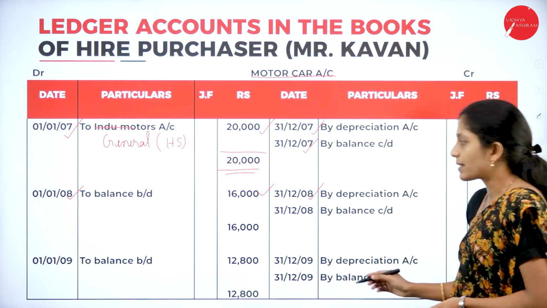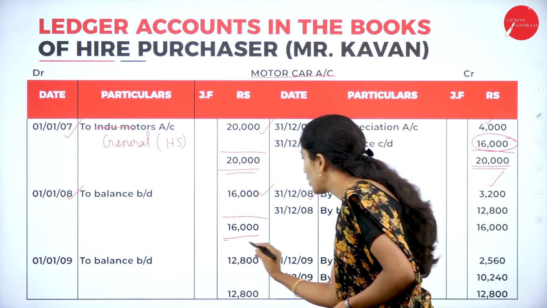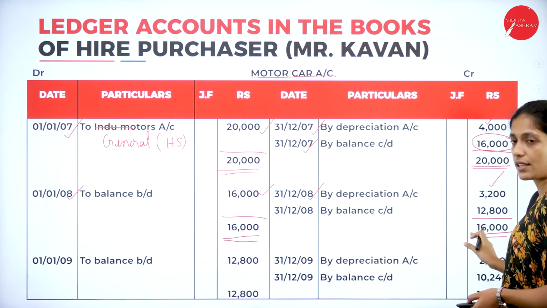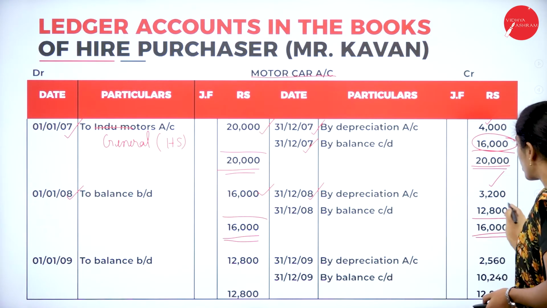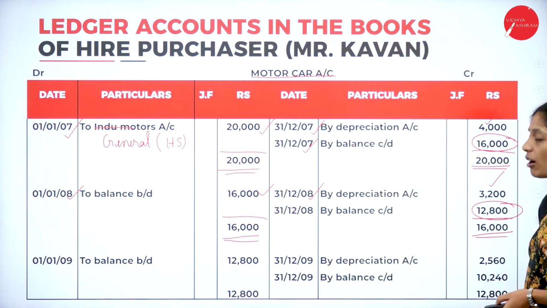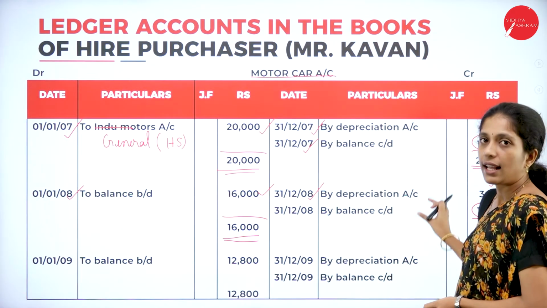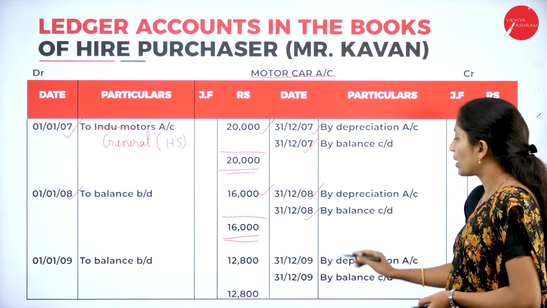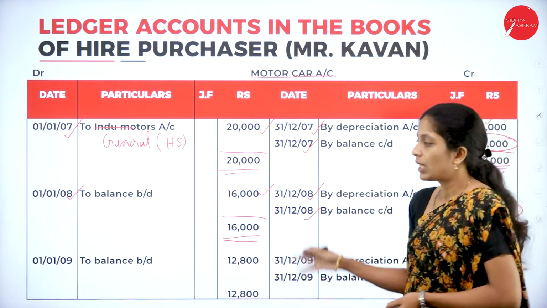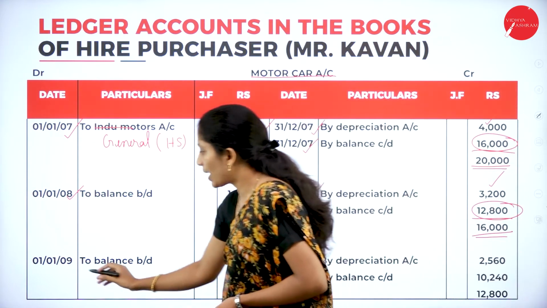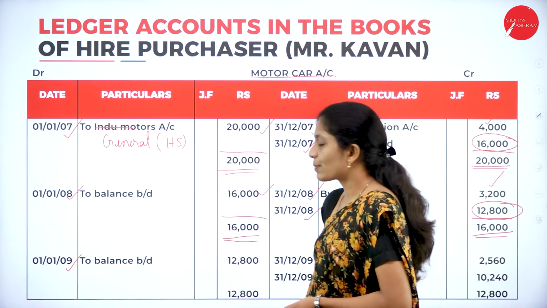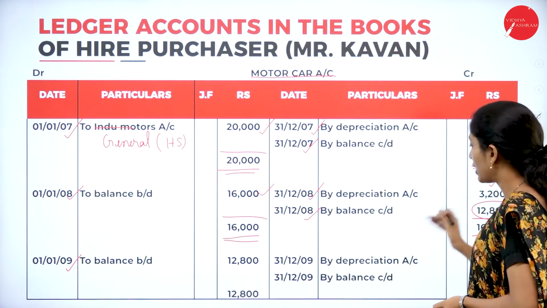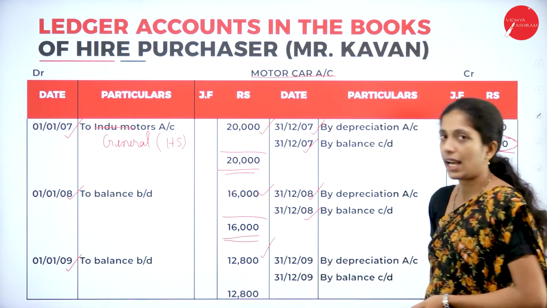Now balance both sides. Your debit side is 16,000, whereas on the credit side you have only 3,200. Write 16,000 on both sides, minus 3,200. You'll get a balancing figure of 12,800. This amount has to be carried down for the next year. Right? 31/12/08 by balance carried down. Now coming to the last year, 1/1/09, to balance brought down. Whatever amount you carried down in the previous year, you have to bring down that balance, that is 12,800.